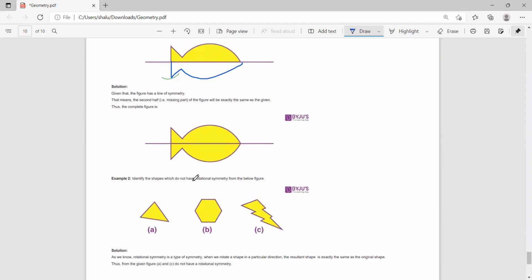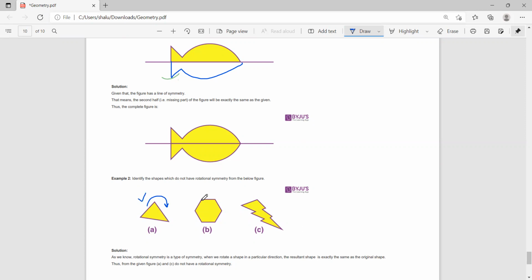Now identify the image which does not follow rotational symmetry for the following figure. Okay, so first one, if we rotate it by any angle, are we going to get the same shape? No. If you rotate it by any angle, you're not going to get this exact triangle. So this is not part of rotation.